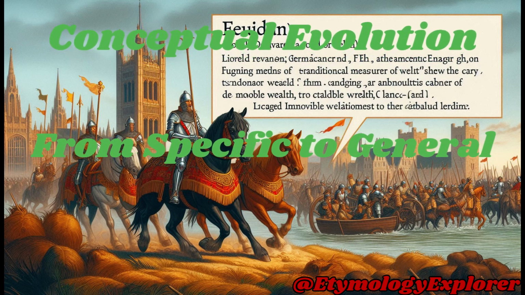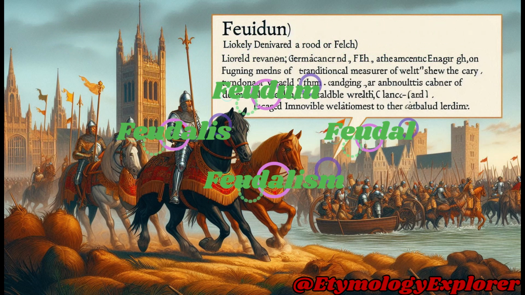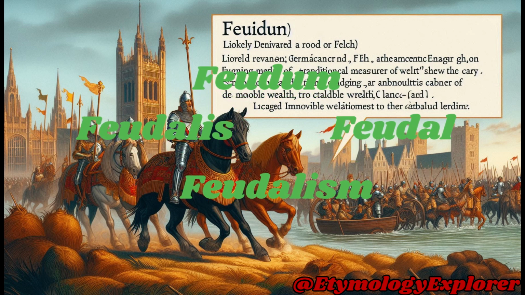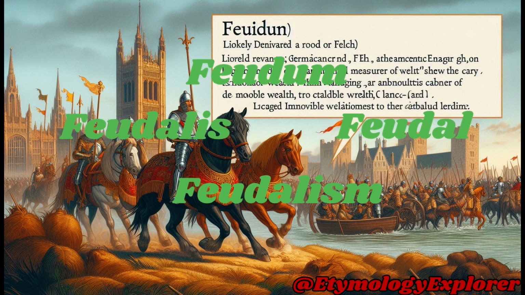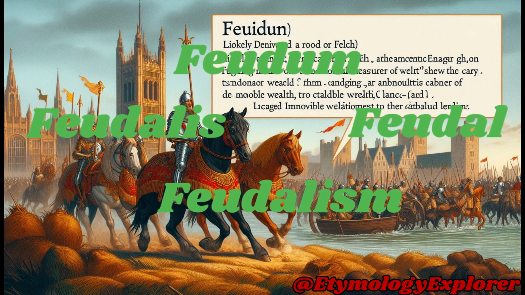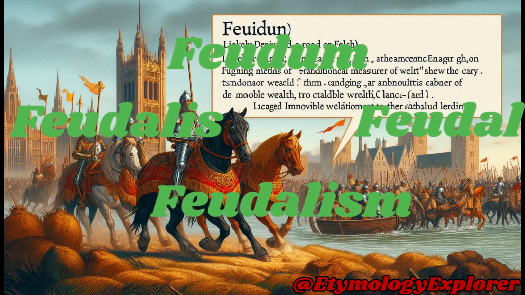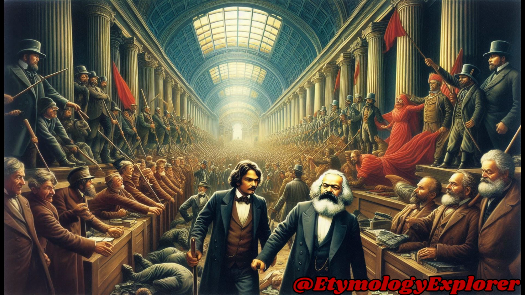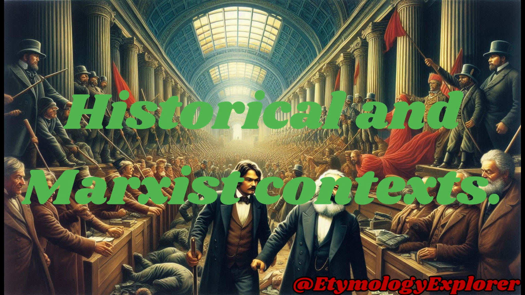Conceptual evolution. From specific to general. Feudum: specific fief, land parcel. Feudalis: related to fiefs or feudal law. Feudal: descriptive of the system tied to fiefs and vassalage. Feudalism: an overarching socio-political and economic system. 18th century critique. Enlightenment thinkers viewed feudalism negatively, associating it with tyranny and the stagnation of progress. This ideological framing influenced its use in historical and Marxist contexts.